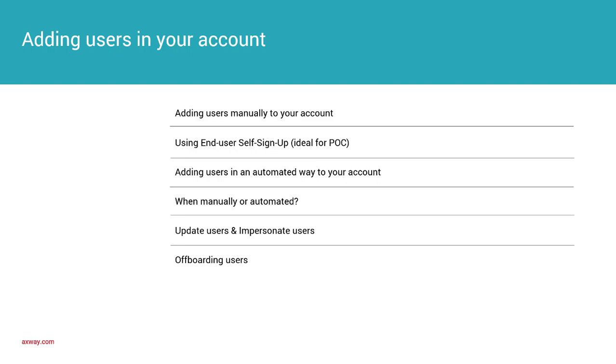But we're also going to show you how users can get their account themselves, which means you don't need to manually provision them. They will actually sign up for an account themselves. How you can do the user management in an automated way. And we also give you some best practices on when you should add users manually or in an automated way. We also help you to update users, update the information like an email address or add additional email addresses, or impersonate users when you need to assist them.